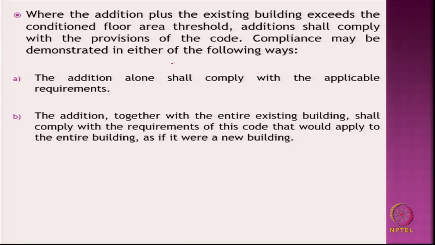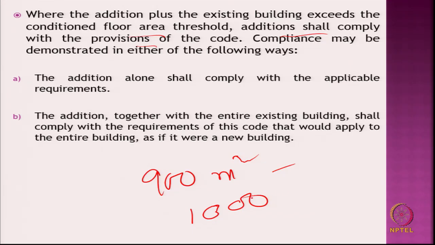Where there is an addition, if you are adding something to the existing building that exceeds the conditioned floor area threshold, the addition shall comply with the provisions of the code. So, where you are adding something, say the earlier area was let us say 900 square meters with whatever consumption. Now, you have added something that goes beyond 1000, greater than 1000 square meters.